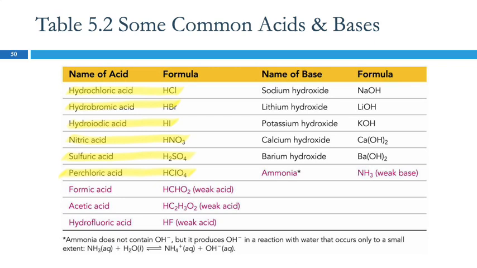What happens, though, is that NH3 will react with water, and this NH3 will take the hydrogen ion from water to become ammonium ion and hydroxide ion. And so this meets the definition of a base because it forms hydroxide ion in water, even though it doesn't contain any hydroxide.